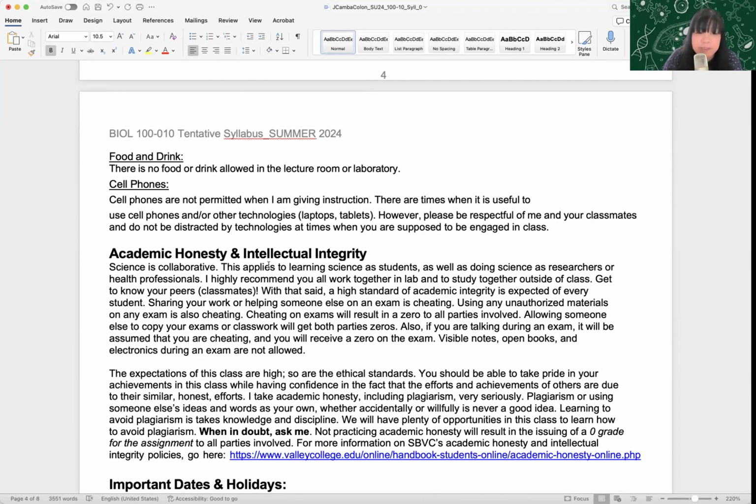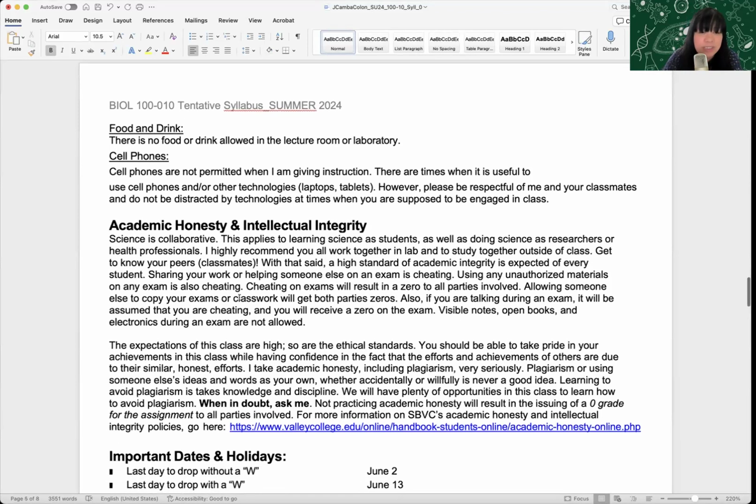This is about academic honesty and intellectual integrity. So science is collaborative. This means that you're going to be talking to your classmates. You're going to be looking at other people's work. So I want you to get to know your peers, your classmates. But we have a high standard of academic integrity. So sharing your work or helping someone else on an exam is cheating. Okay. Using any unauthorized materials on any exam is cheating.